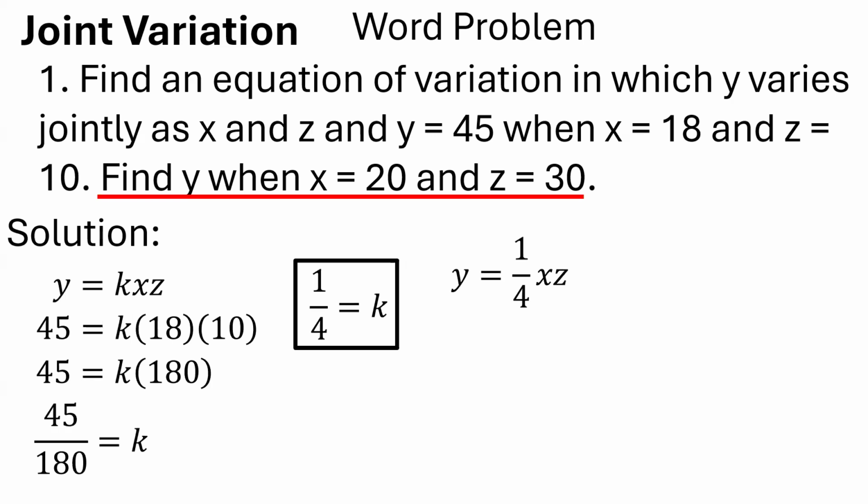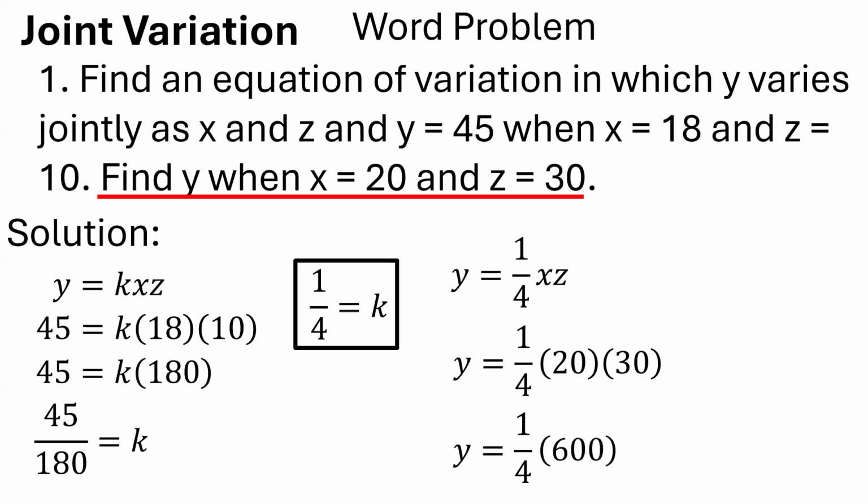So all we have to do, since we are looking for the value of y, is substitute x equal to 20 and z equal to 30. So y is equal to 1/4 multiplied by 20 multiplied by 30. But 20 times 30 is 600. Then 600 divided by 4 is equal to 150. So the value of y, if x is equal to 20 and z is equal to 30, is 150.